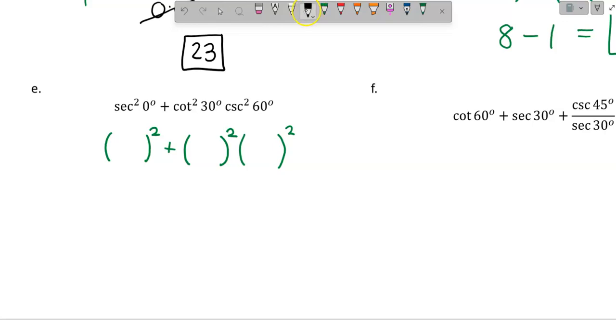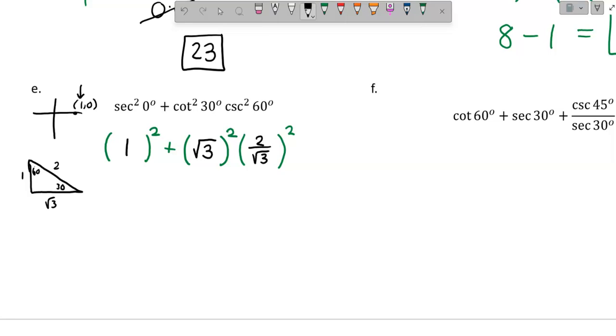Same thing as before. When we talk about 0, we need to look at the unit circle at the point 1, 0. Secant is the reciprocal of cosine, and cosine is our x value. So the reciprocal of 1 is, well, 1. Cotangent of 30, we would look at our 30, 60, 90 triangle. So there's our 30. Cotangent is the reciprocal of tangent, 1 over root 3, which means it's going to just be root 3. And finally, cosecant of 60 is the reciprocal of sine of 60. Sine of 60 is root 3 over 2, and so therefore its reciprocal is 2 over root 3.